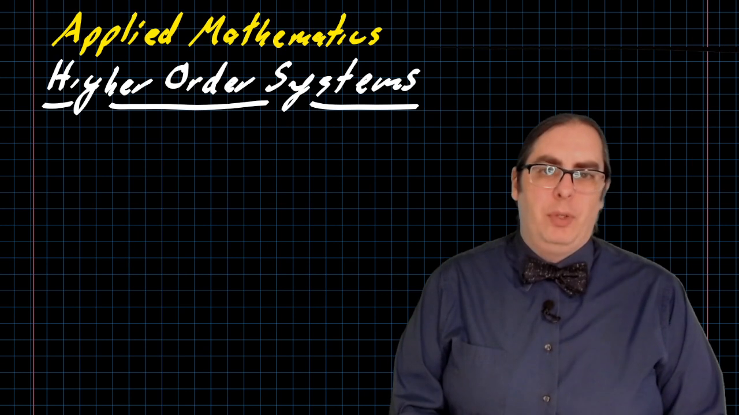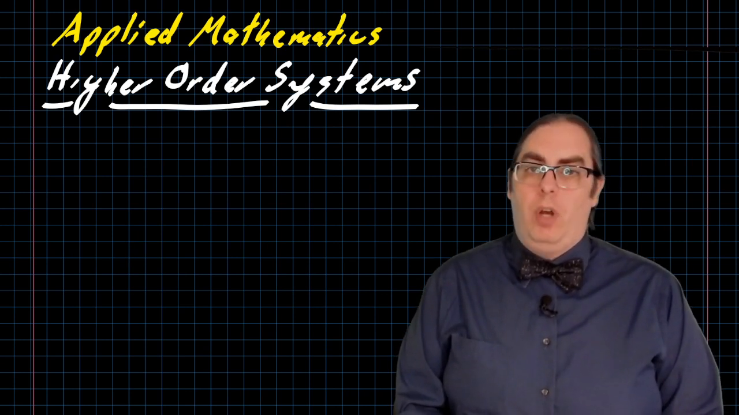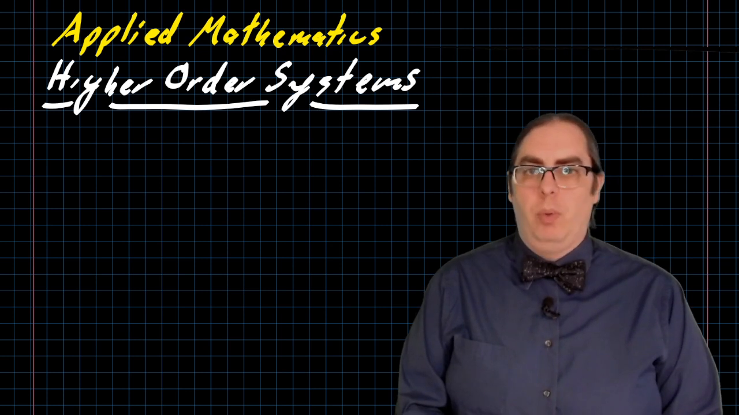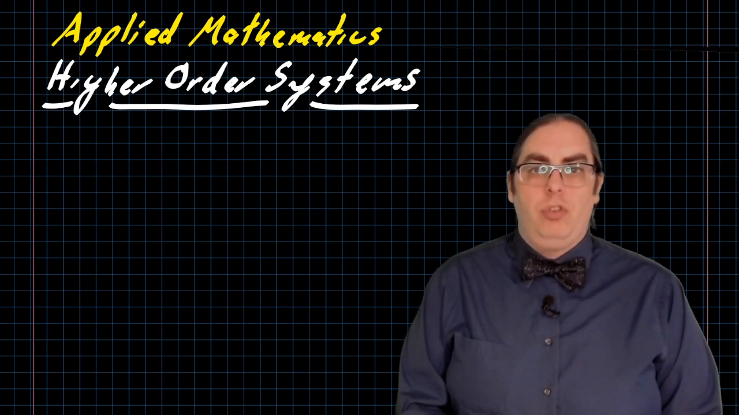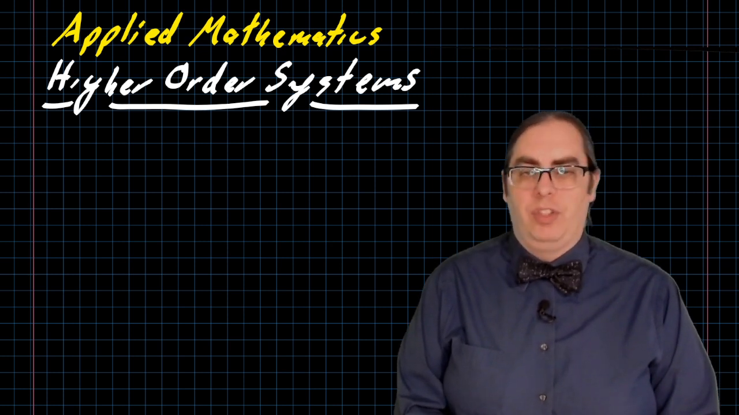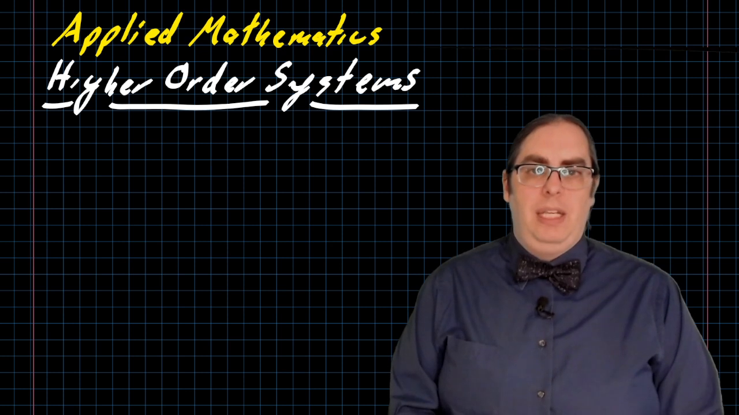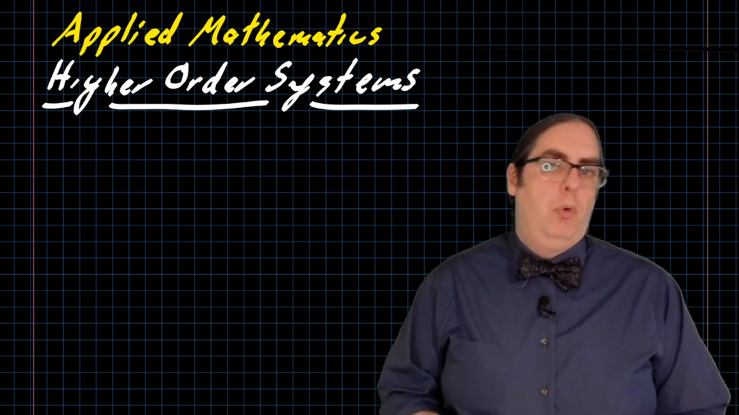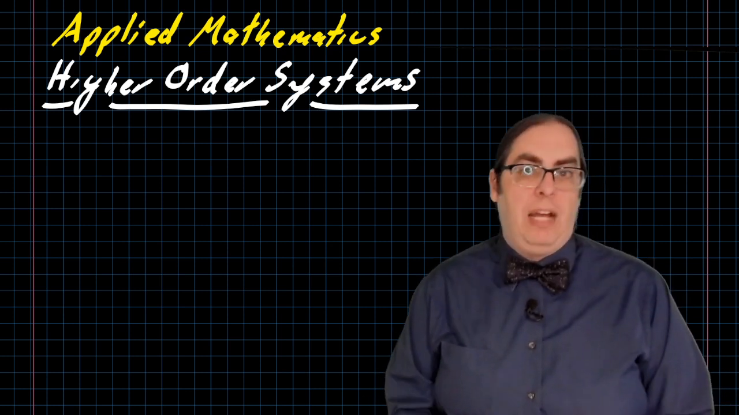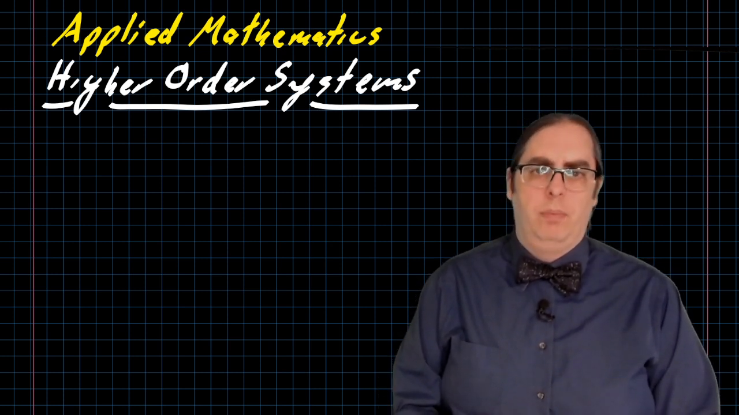In this video, I'm going to be talking about higher order systems. We've already talked about systems of equations. We've already solved systems of equations, and we've already seen how systems of equations can be useful. A higher order system is a system in 3, 4, 5, 20, 5,000, or some other number of variables other than 2.